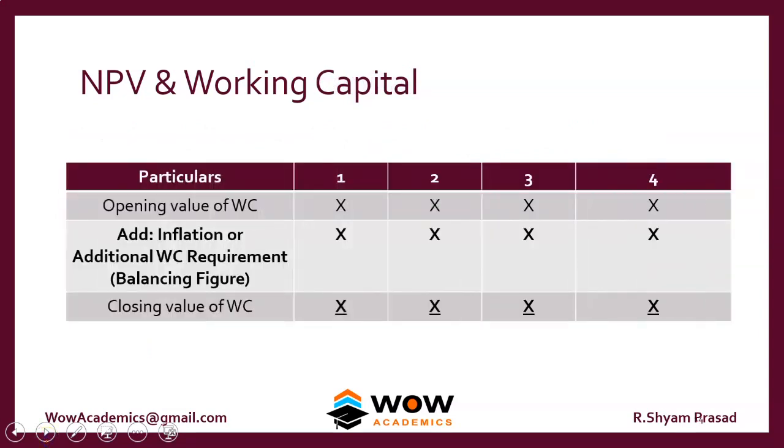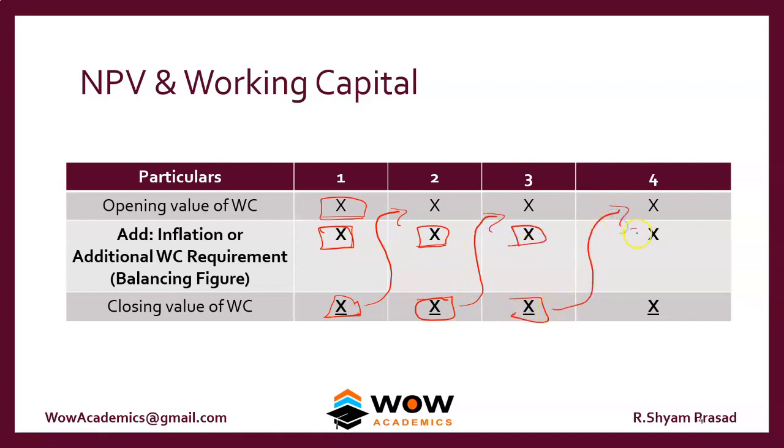So how do we compute the working capital? Working capital can be computed as an opening number. Then we add the percentage of working capital required, and we arrive at the closing. The closing becomes the opening. Again, we add the inflation or the working capital required, and we arrive again at the closing. So it's an iterative step which keeps on continuing. Which of these numbers go to the NPV table? This number, the additional working capital required alone, goes to the NPV table.